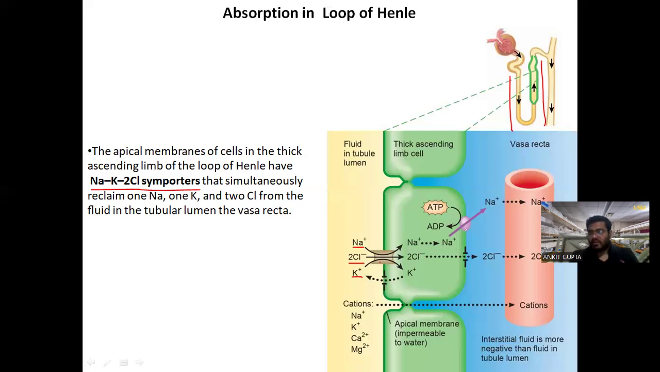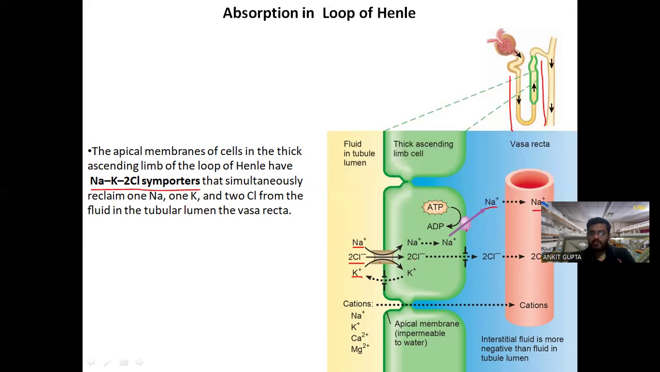Because of the continuous function of the sodium potassium pump, the concentration of sodium inside the cell is always low. So it is transporting the sodium from higher concentration to lower concentration inside the cell. This sodium is further transported out into the interstitial space, the interstitial fluid, through which the blood absorbs sodium into the blood capillary.